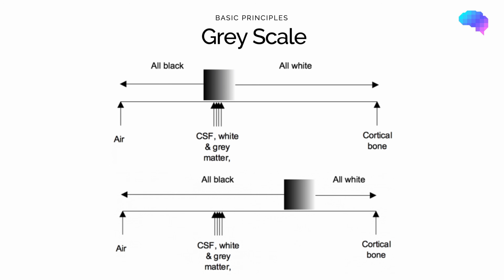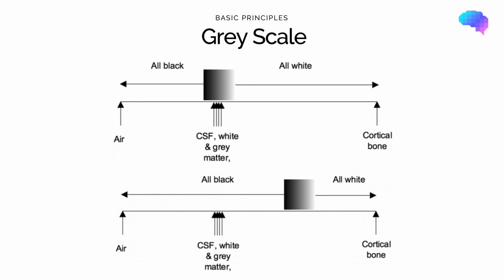So we talked about in the example of CSF, white and grey matter, and if we map this small window of the grayscale over the CSF, white and grey matter density area, then we get very good discrimination between these structures. Now this gives rise to another concept called windowing, in which we can move this small box anywhere up and down the grayscale, and we do this for a number of reasons.